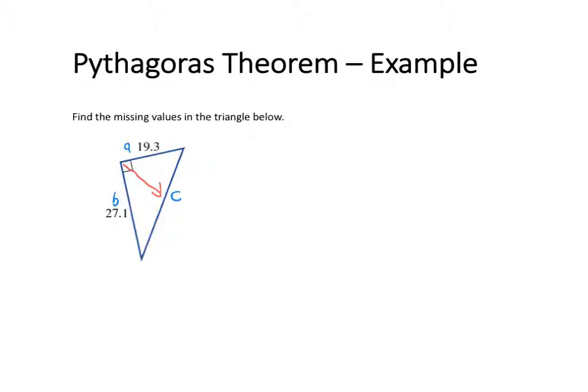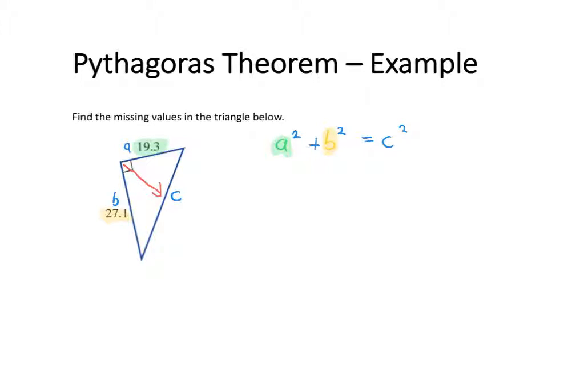So now that I've labelled the three sides of my triangle, I can go ahead and start working out what C is equal to. And the first step is always write your formula. So A squared plus B squared is equal to C squared. Now I need to go back to my diagram in the example to find out what is A and what is B. So A, according to my labeling, is 19.3 and B is 27.1.